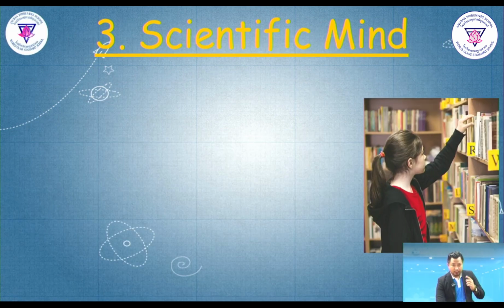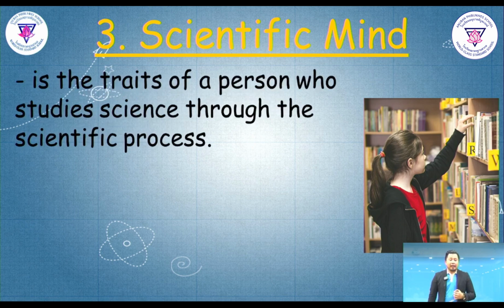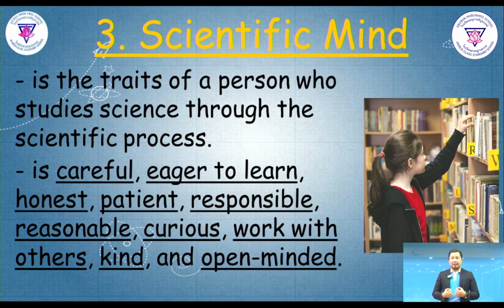Number 3, we go to scientific mind. In scientific mind, we have the traits of a person who studies science through the scientific process. A person studying science should be careful, eager to learn, honest, and very patient. Why patient? Because you have to wait a longer period of time for the results.